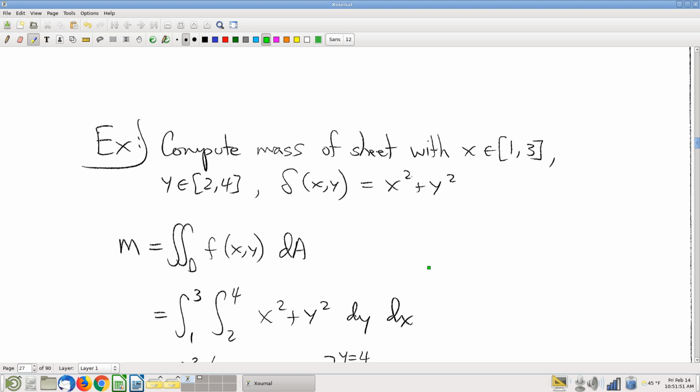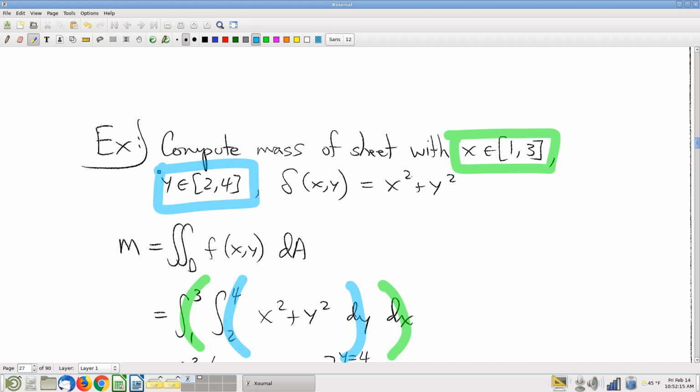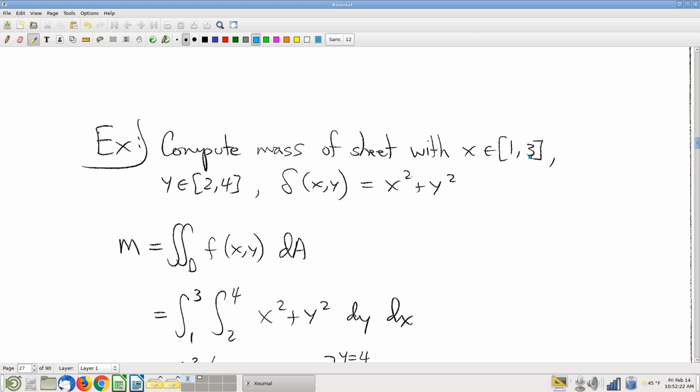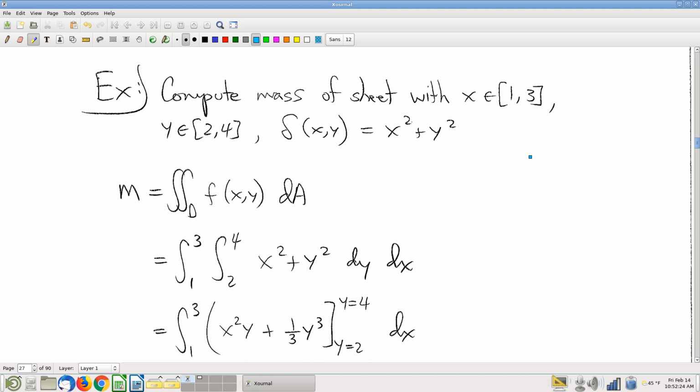By the way, I glossed over a detail here. The range of values of x. If you look back at the picture, you're slicing up over the rectangle. The rectangle has x going from 1 to 3. So no surprise, that's the x bounds on the integral. Likewise, the range of values of y. Well, for each value of x, you're going to look at those corresponding values of y. Okay. And then we proceed.